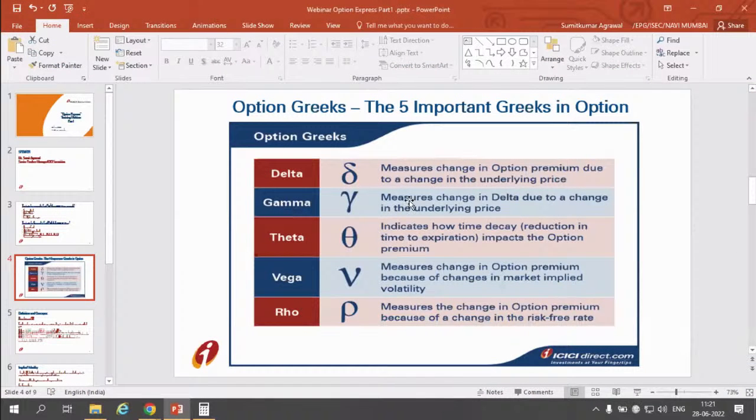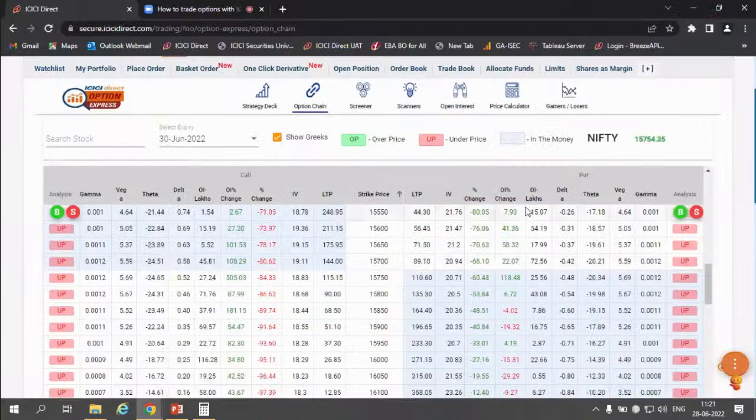Similarly, gamma is sometimes called the second order derivative, which is the measure of change in delta due to change in the underlying price. The first order was when the price changed, the delta was changing. Now who changes the delta? Once the price changes, delta changes, but at the same time this 0.52 will change as well, because the price of the Nifty is also changing. So this 0.52 may become 0.53, 0.51 or something like that.